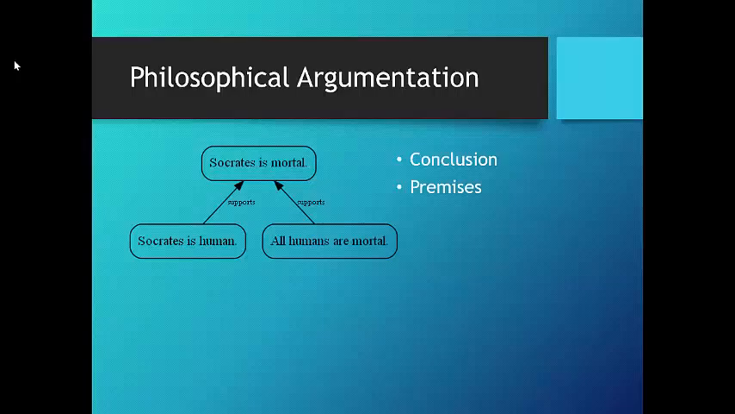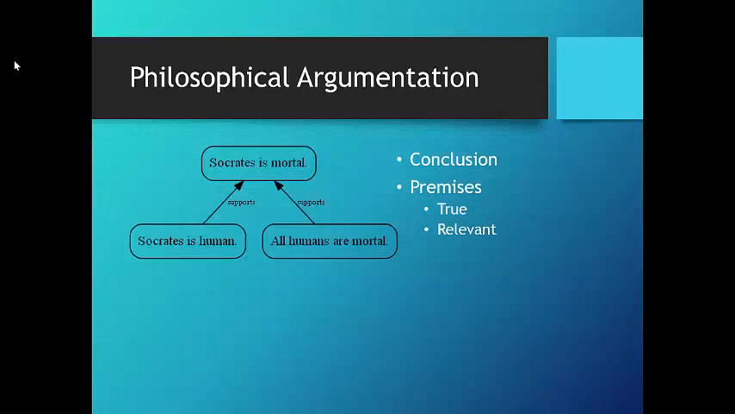So our conclusion, as I said, is just our basic thesis statement. It's the position that you're trying to support. You're going to support those conclusions with premises. Premises are just reasons that lead the reader or the listener to support and agree with the conclusion that you're trying to represent. So here we have a nice example here. Socrates is mortal. That's our conclusion. And that's supported with 2 premises. Socrates is human and all humans are mortal. So this is a great example of a nice, simple, logically sound argument.